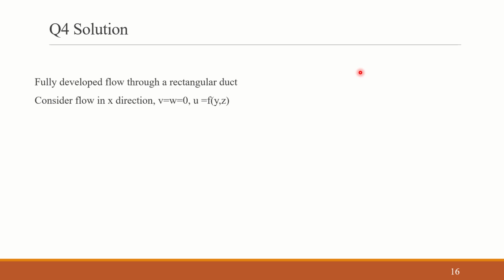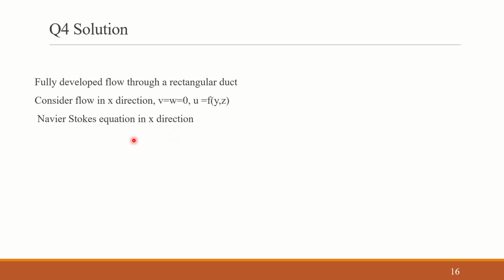If it is a flow in the x direction, we have only the x velocity left. That is, u will be there and the v and w components will be 0, and that u will be a function of y and z. I hope it is clear. So we are considering a flow in the x direction and therefore the v and w components, the y-component and z-component velocities, become 0, and the u component, the x-component velocity, will be a function of y and z. Clear now? So now we are using the simplification in the Navier-Stokes equation.